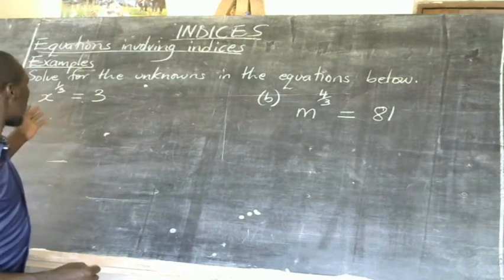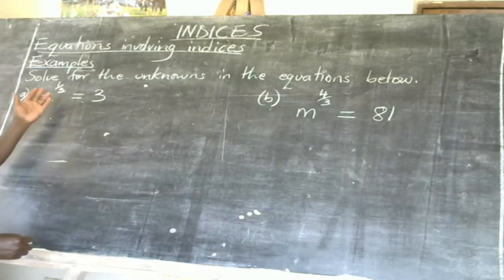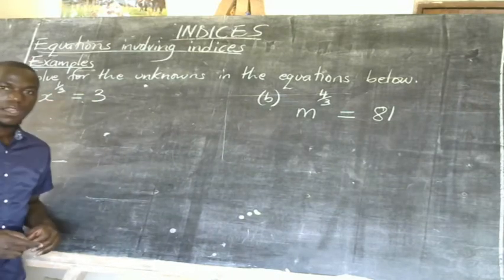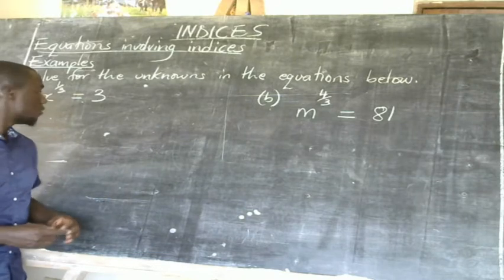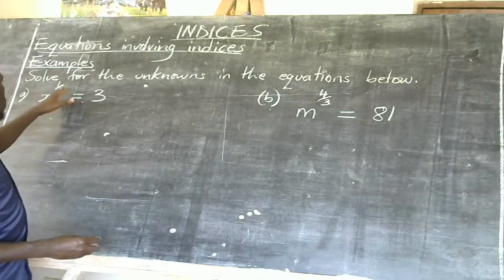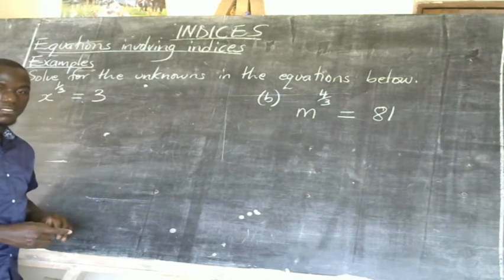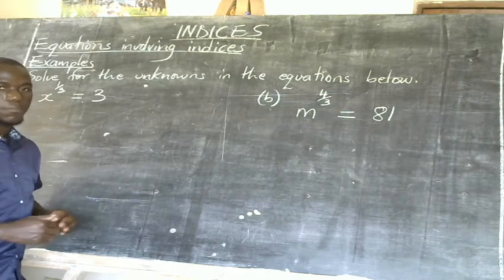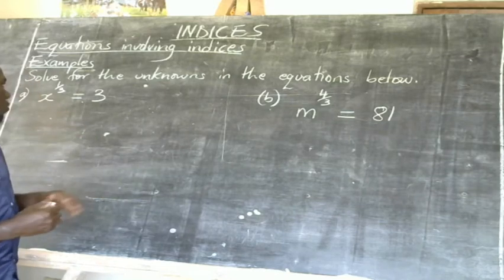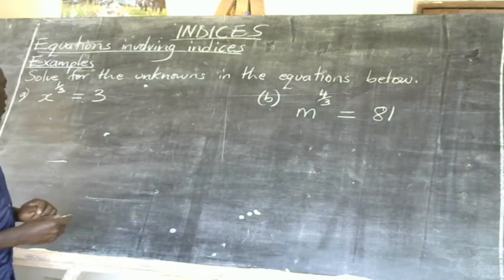Part A, we have x power a third is equal to 3. Now, we are going to find ways of eliminating that power a third on x such that the x can have a power 1. The x is the unknown in that equation.